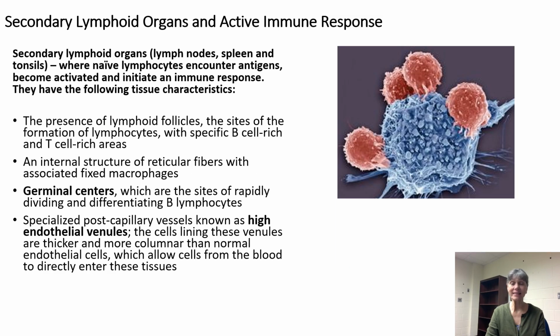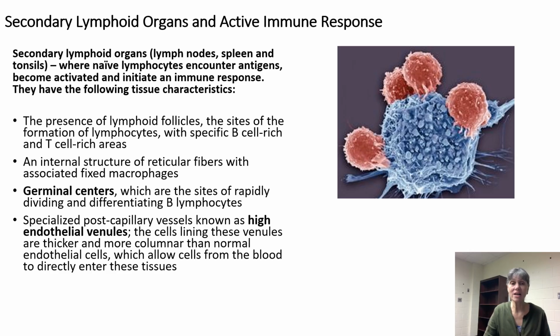Next, we're going to take a look at secondary lymphoid organs and the active immune response. Secondary lymphoid organs include organs like the lymph nodes, spleen, and tonsils, where naive lymphocytes are going to encounter antigens, become activated, and initiate an immune response. Secondary lymphoid organs have the following tissue characteristics. They have lymphoid follicles where lymphocytes are formed, and they have specific B cell and T cell rich areas. So there are a lot of T and B cells in those places.